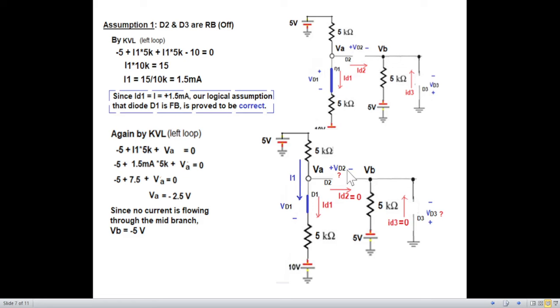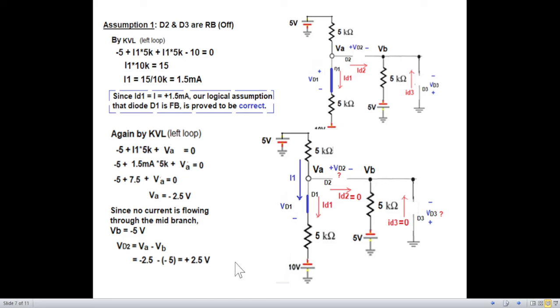To find VD2, we need to find VB. Since no current is flowing through the mid branch, look at this branch: no connection with the ground, neither from this side nor from this side. That means there will be no current flowing and no voltage drop across. Whatever is the voltage here will appear at this point. That means VB is minus 5 volt. So with VA and VB known, we can find VD2 is VA minus VB, minus 2.5 minus 5, which is minus 7.5.